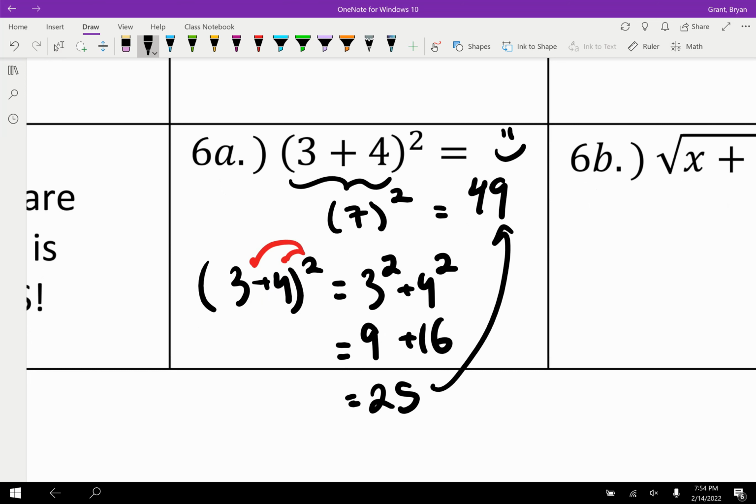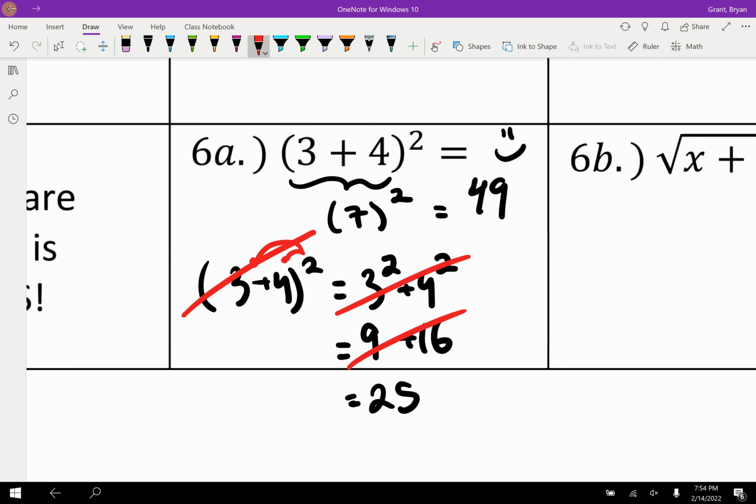No, it doesn't. And we can see here, just from this quick example, that distributive property breaks down if there is any addition or subtraction inside of our parentheses. In fact, you are not allowed to distribute an exponent with addition or subtraction.